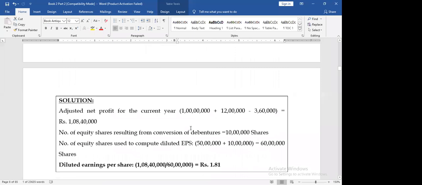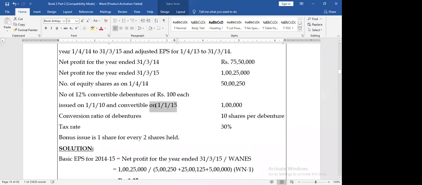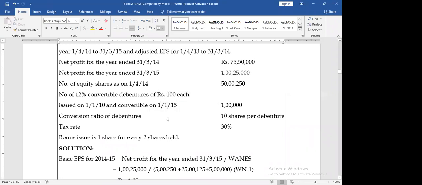But because some of the students were getting confused, I had to change the date. All you had to understand was that these debentures will be converted on 1/1/2015. Earlier, it is written issued on 1/1/2015. The institute read it as converted. So I wanted to inform you all that these debentures are getting converted on 1/1/2015. That is the reason why we changed the date, to avoid any kind of confusion. I hope, Simran, that solves your doubt.